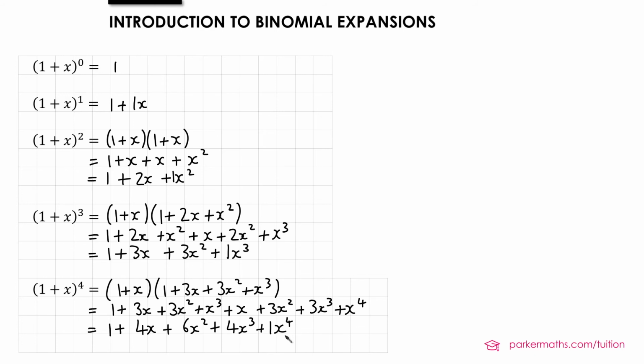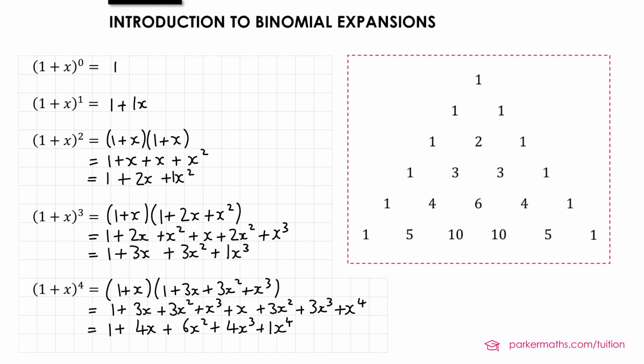And there we go. So what I'd like to do now is look at the coefficients in each one of these expansions and see if you notice anything familiar. Hopefully you notice that the coefficients in each expansion form one of the rows of Pascal's triangle. And that's really useful because it means that whenever we want to do a binomial expansion, we don't have to expand out the long way. We can simply use the appropriate row of Pascal's triangle to find the coefficients.